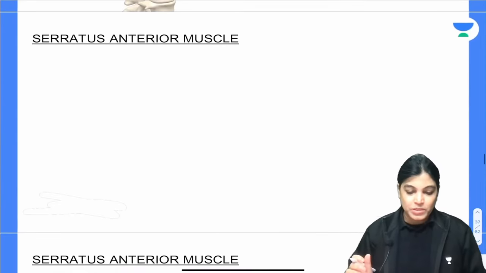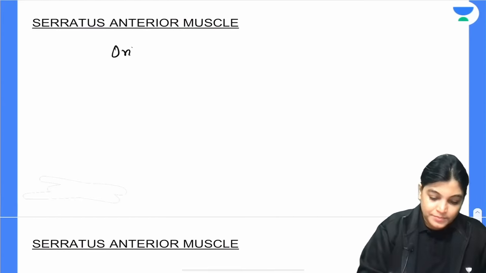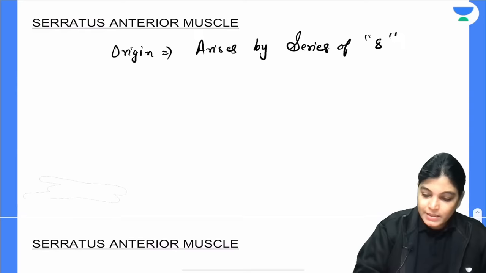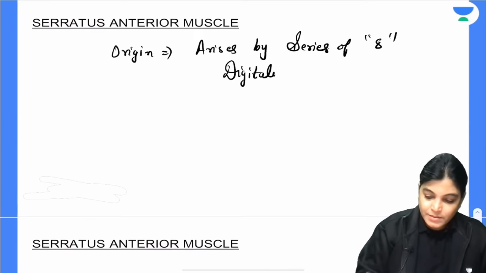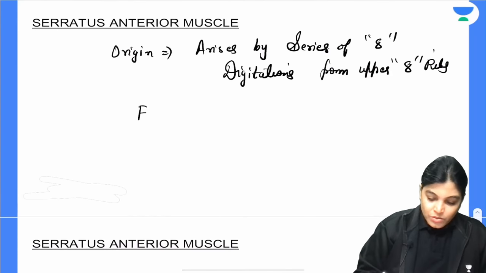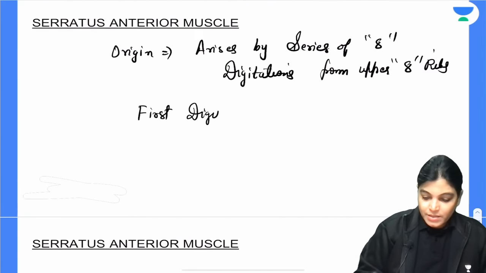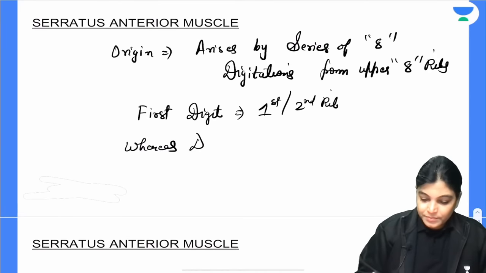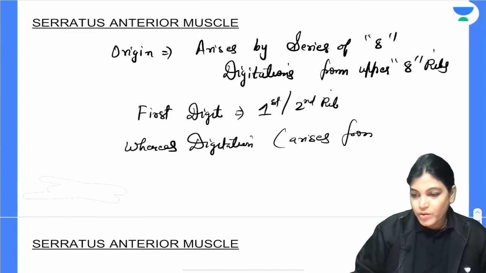Please write it and then we will proceed. Origin: arises by a series of 8 digitations from the upper 8 ribs. Normally, the first digitation arises from the first rib or also from the second rib, whereas the other digitations arise from the corresponding ribs.